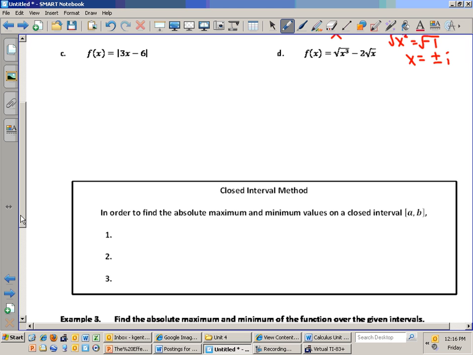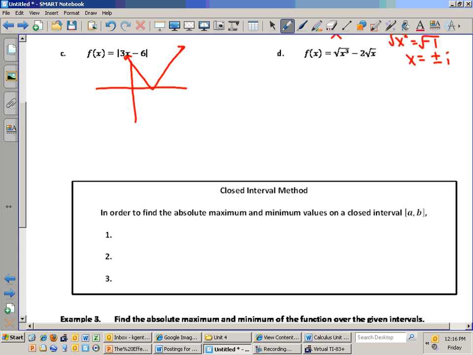C. I have 3x minus 6, the absolute value of 3x minus 6. Do you know what that graph looks like? Yeah, it looks like a V, doesn't it? And something interesting happens when this changes from positive to negative, or where it happens at 0.